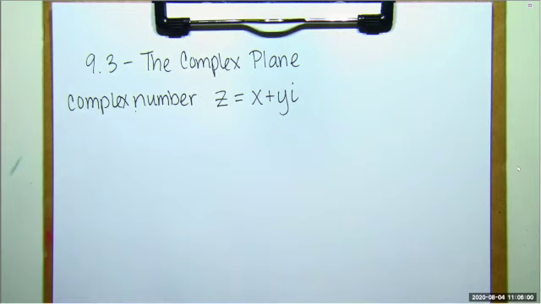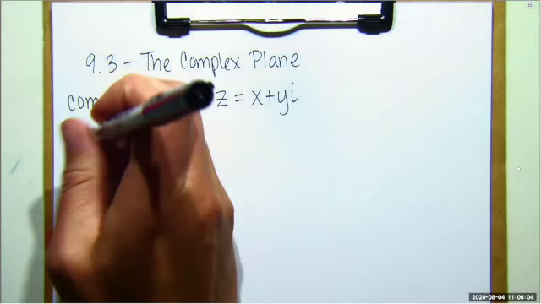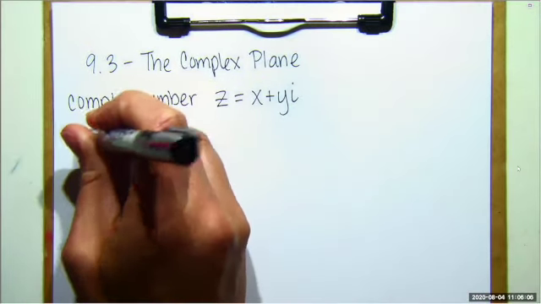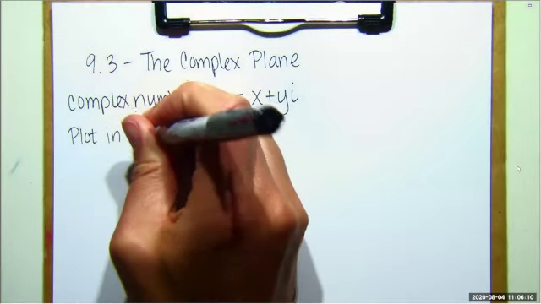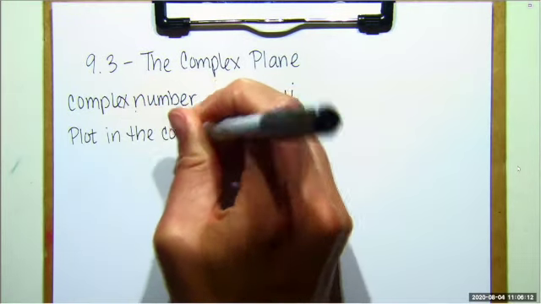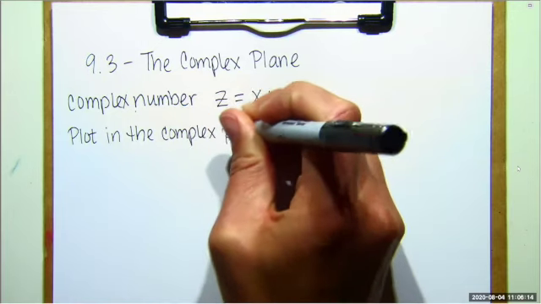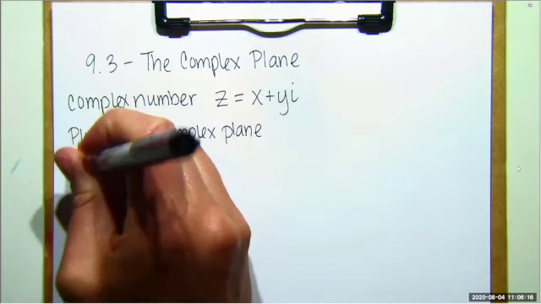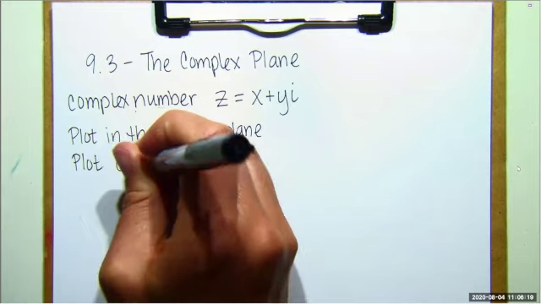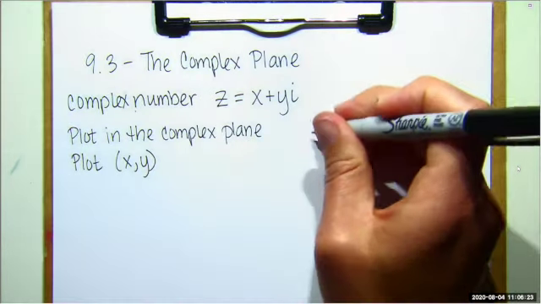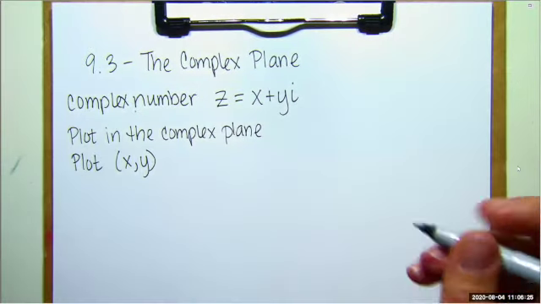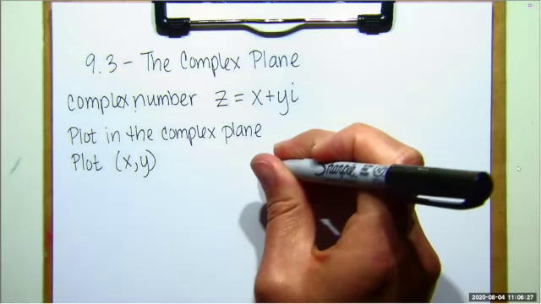So if we have a complex number, z equals x plus yi, what we can do is plot the number in the complex plane. And it's actually really simple. All we're gonna do is plot the point x comma y. Okay, so let me draw the complex plane. And again, hopefully you feel that this is really simple.